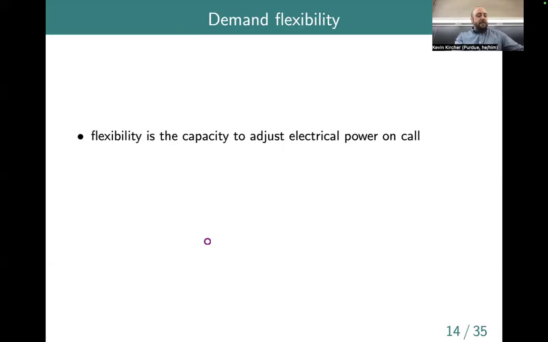Okay, and then there's something you might call demand flexibility, and this is a little bit of a vague term, but here I'm defining it essentially as the capacity to adjust your power consumption, either upwards or potentially downwards, and not to just do it randomly, but to do it in response to something happening on the grid, some signal coming your way.